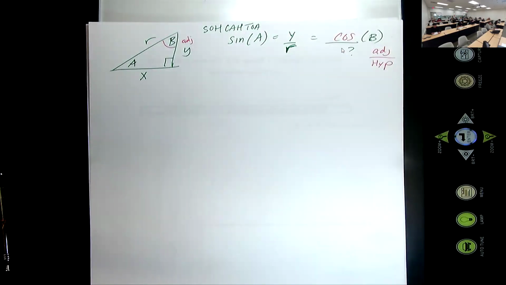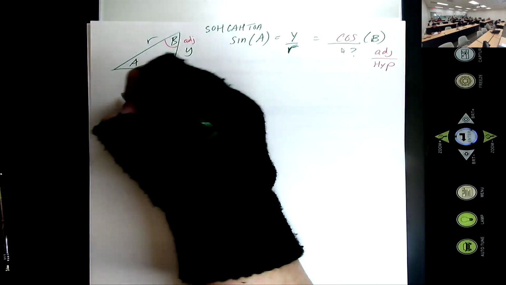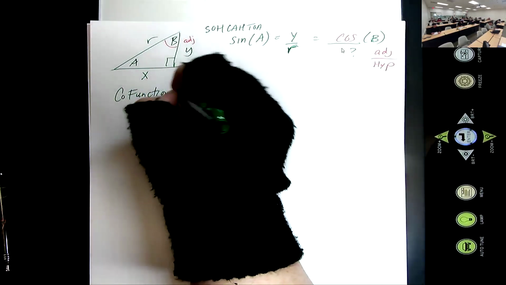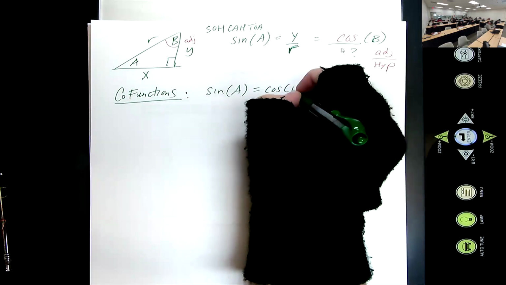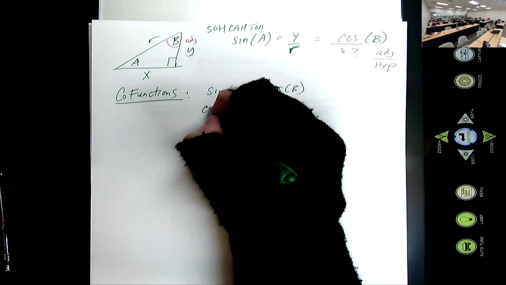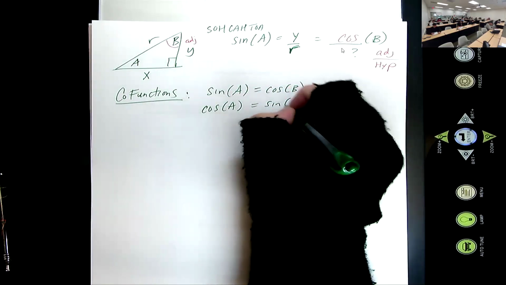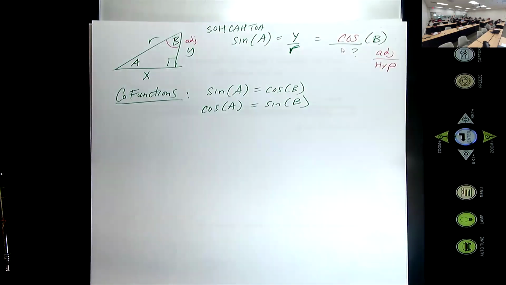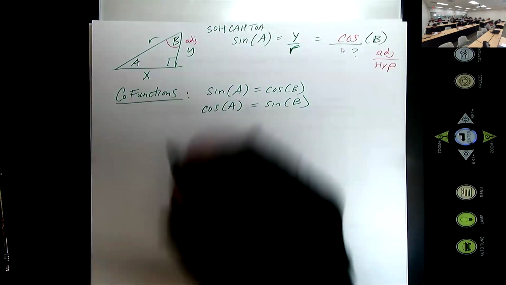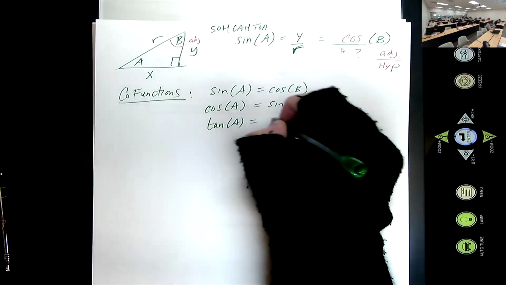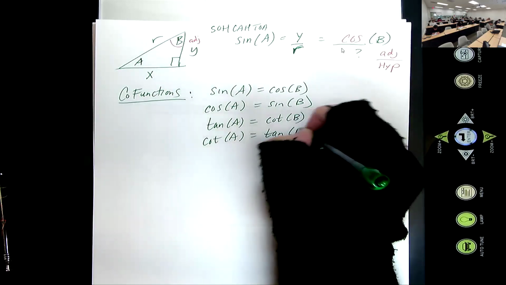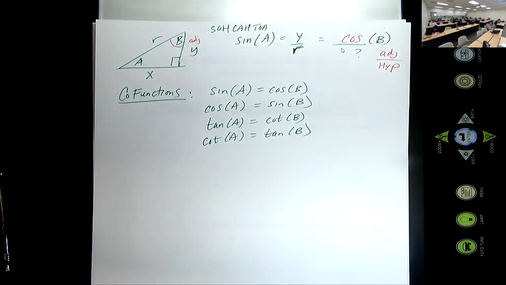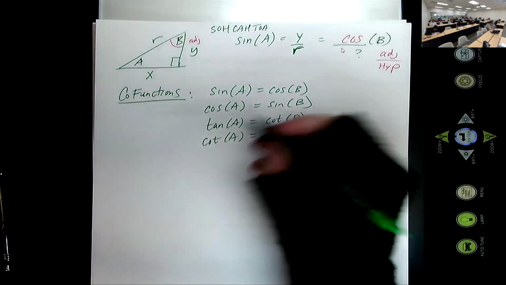So these are called co-functions. We have sine of A equals cosine of B. Cosine of A equals sine of B. Tangent of A goes with cotangent of B. And cotangent of A goes with tangent of B. And secant goes with cosecant.